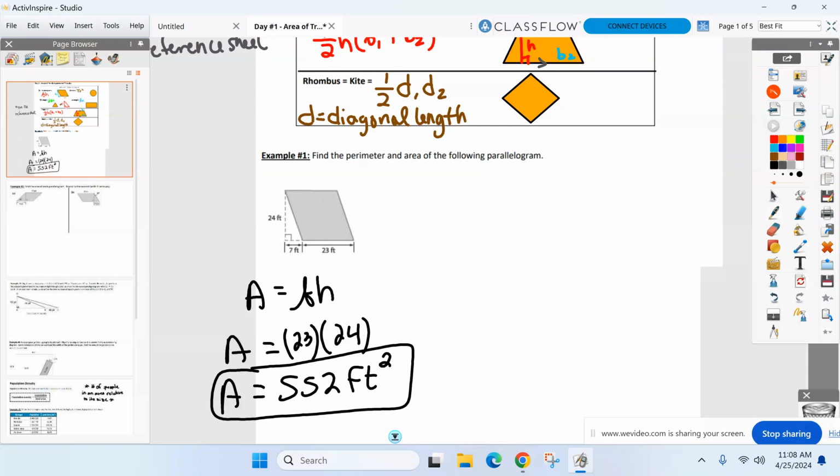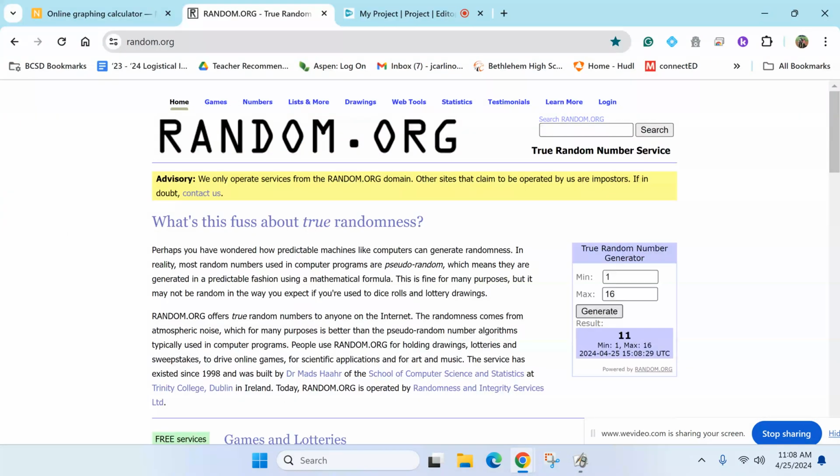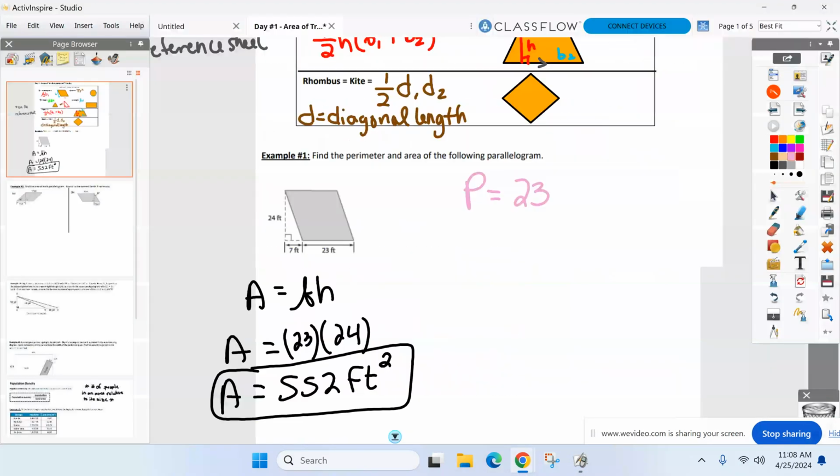All right, now let's go to the perimeter of this bad boy. I see one side is 23. It's a parallelogram. So what else do we know about one of the other sides? Well, the other side is 23. Not all four, but at least opposite side is 23. Now we need to find the other two sides, which we know are congruent.